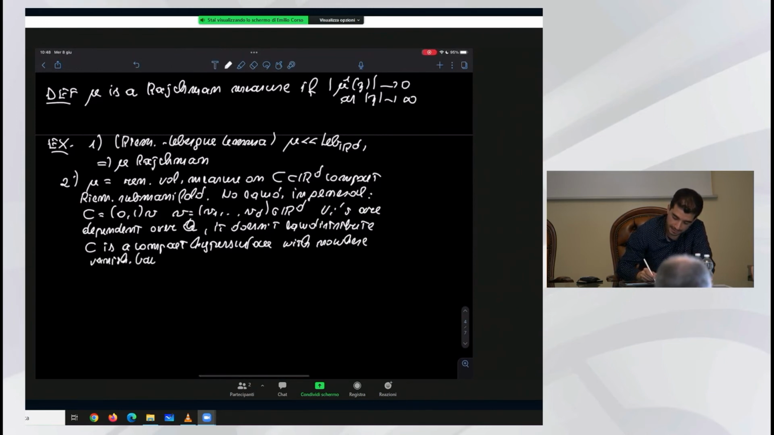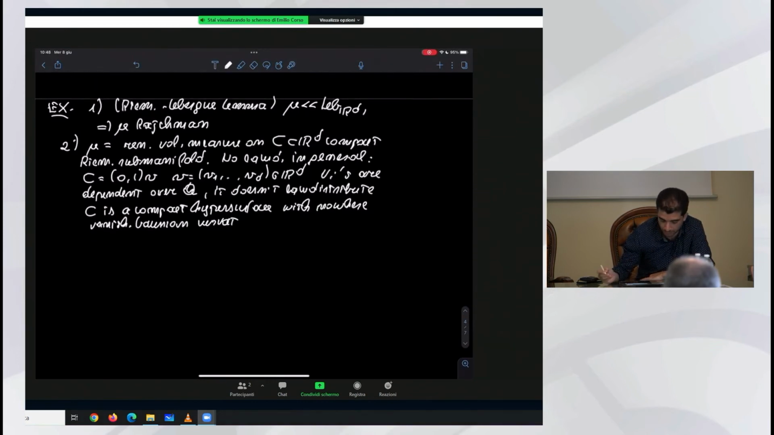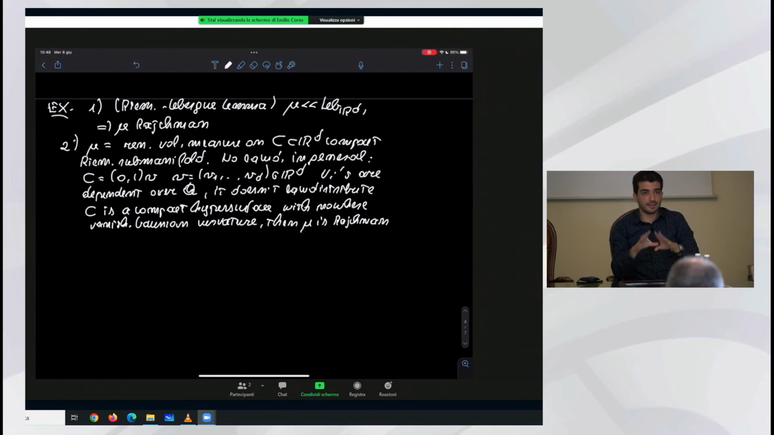then the volume measure supported on it is Rajchman. Curvature, then mu is Rajchman. And so, for instance, as a very elementary example of this, spheres equidistribute when dilated and projected to the torus. Or not only spheres, it suffices to have nowhere vanishing Gaussian curvature. Or more generally, even, it suffices to have at each point at least one of the principal curvatures which does not vanish, and the same result would hold.